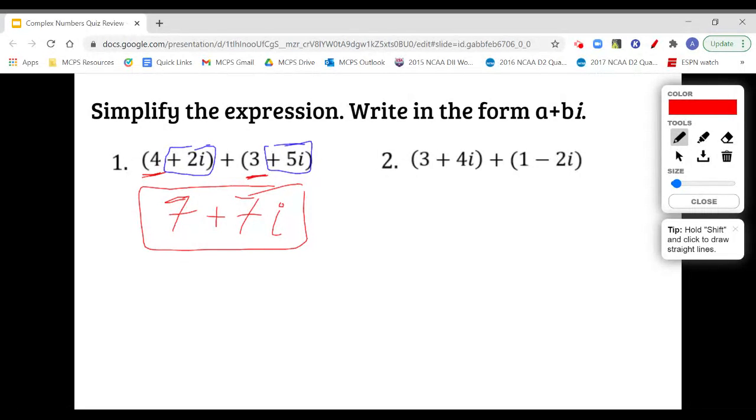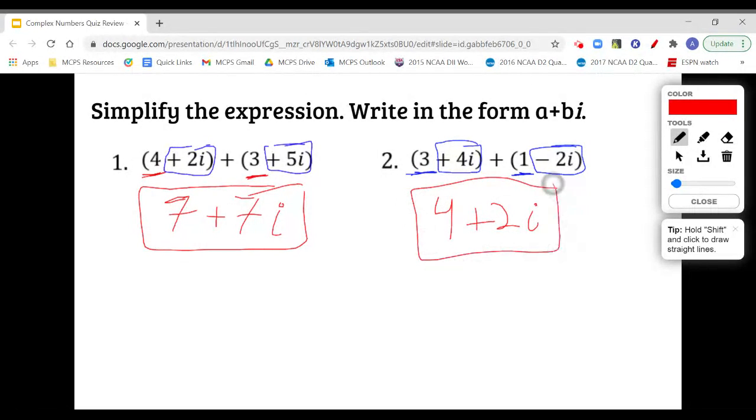Same thing with the next problem. This is again an addition. There's nothing outside those parentheses to distribute, so I just go ahead and start by looking for like terms. I have 3 and 1 are my 2 constants. I have positive 4i and minus 2i as my imaginary terms. 3 plus 1 is 4. And then positive 4i minus 2i is 2i, because 4 minus 2 is 2. So I'm left with 4 plus 2i.